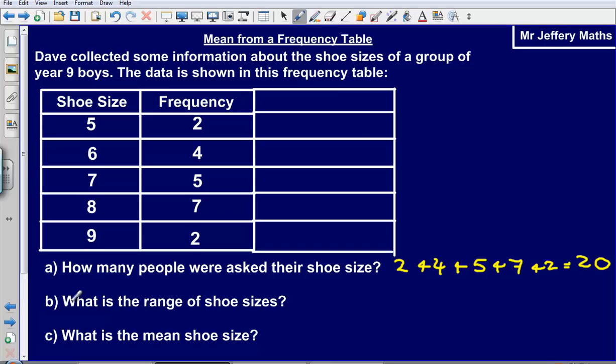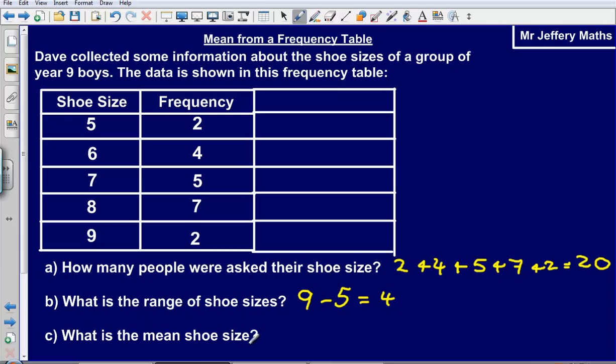Question B asks us what is the range of shoe sizes. So the range is simply the difference between the highest shoe size and the lowest. The highest shoe size is 9. The lowest is 5. And so the range is the difference, 9 minus 5, and that gives us an answer of 4.